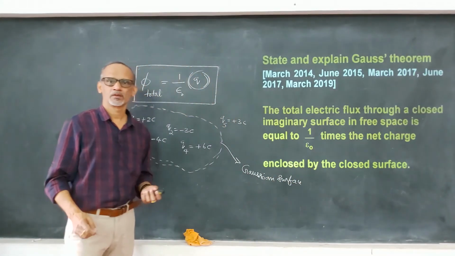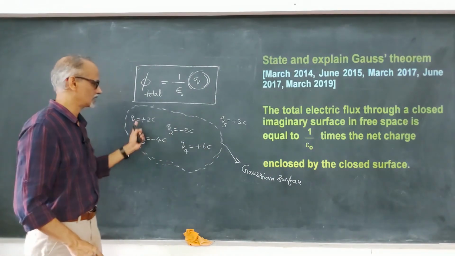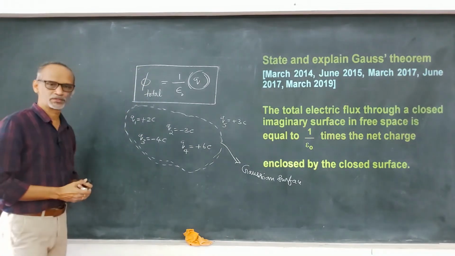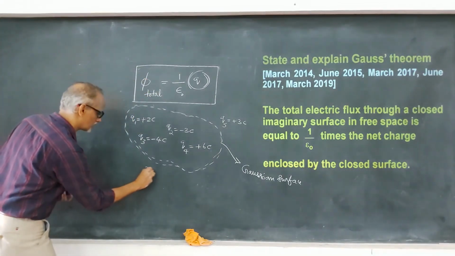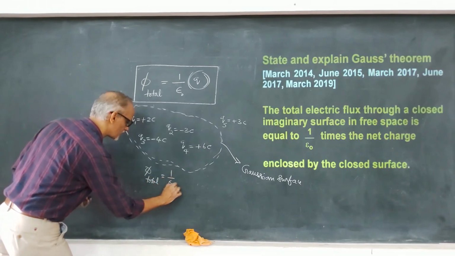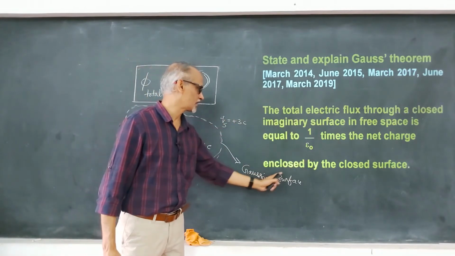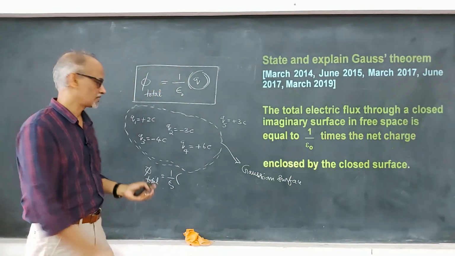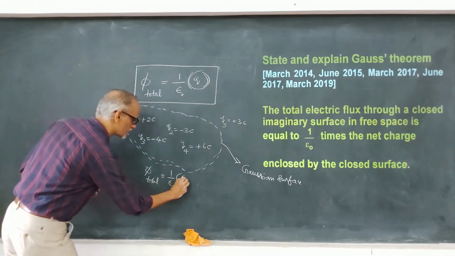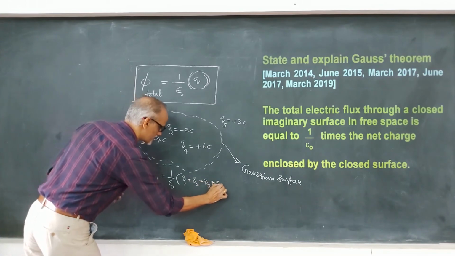What do we call? Gaussian surface. The closed imaginary surface is called the Gaussian surface. Through this surface, I want to measure the total flux. So the total flux is given by 1 by epsilon naught times Q. What is Q? The total net charge enclosed by the closed surface, the one which is enclosed within that only. So that means it's Q1 plus Q2 plus Q3 plus Q4 only.